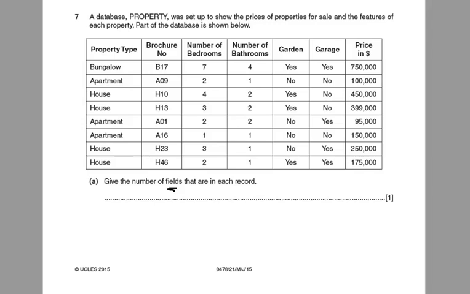So if we remember that fields are actually the columns and records are actually the rows, so we just count the number of columns. So that's 1, 2, 3, 4, 5, 6, 7. So they're just testing you to see whether or not you know what a column is in a database table.